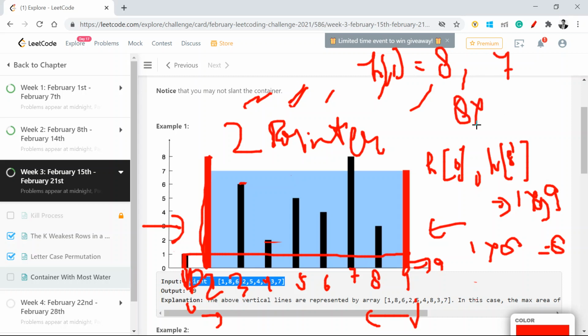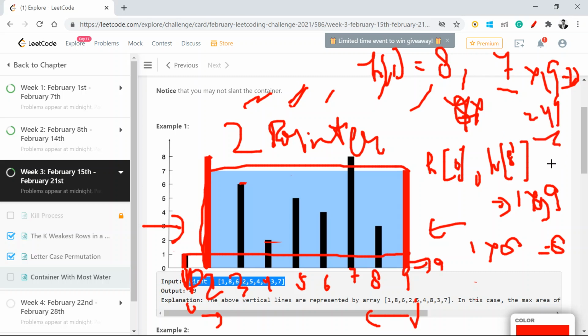That becomes 7 into, because again, I'll go back and check which one is minimum. I got 7 and 7 into whatever the difference in index is, 9 minus 2, right? That will be 49. So 49 is now my highest. I'll compare this 49 with my 8, and 49 is my highest. Similarly, I'll compare, okay, 8 and 7, which one is higher?